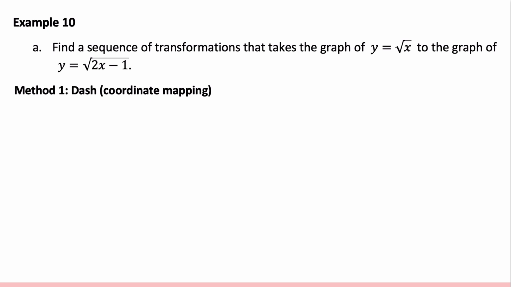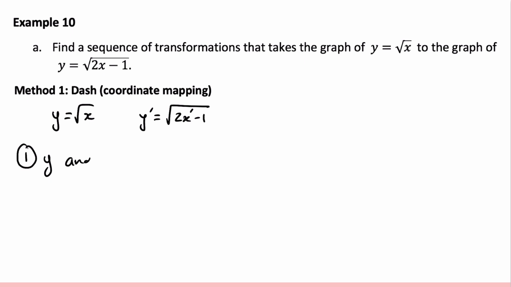Example 10 says, find a sequence of transformations that takes the graph of y equals root x to the graph of y equals root 2x minus 1. So the first thing that I would do is write out my two equations. This is the old, and to make clear that this is the new, I'm going to put dashes in. So I'm trying to figure out how did I get from this graph to this graph. Now, step 1 is we need to separate y and x on different sides.